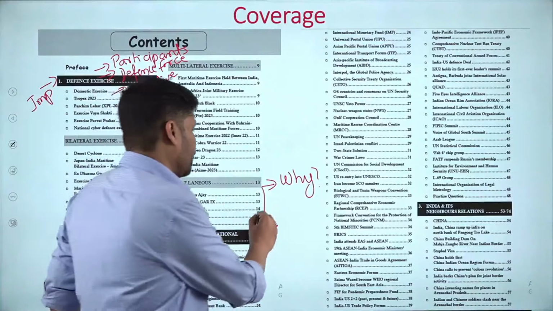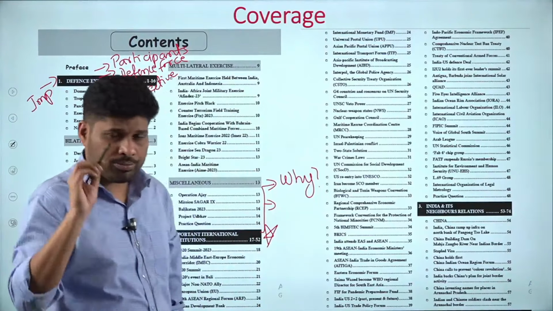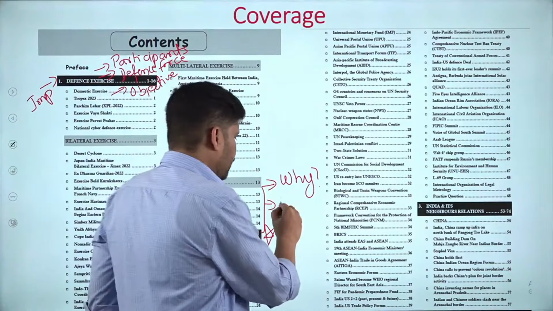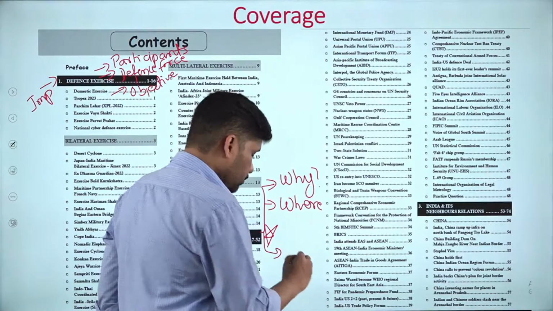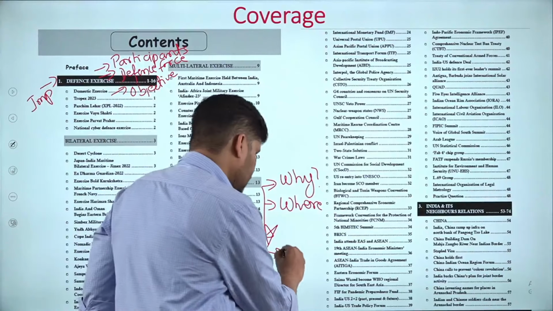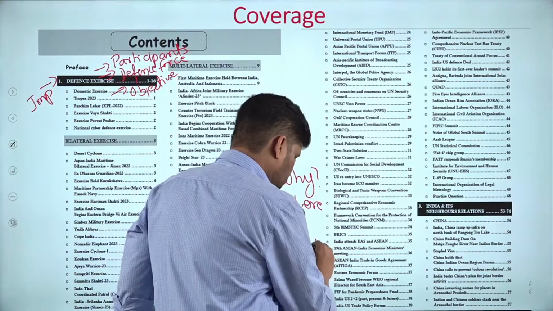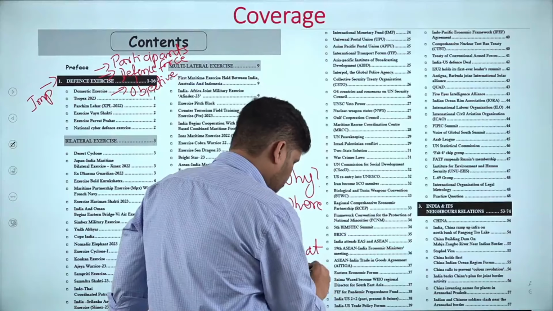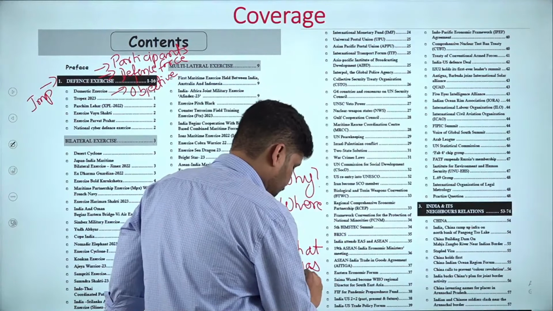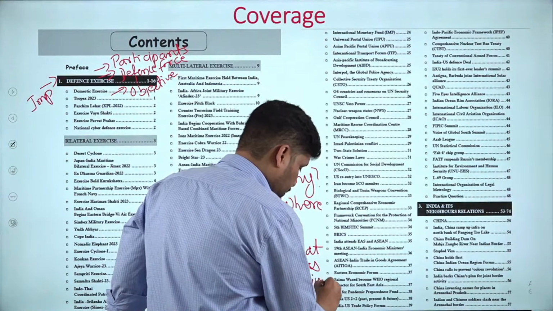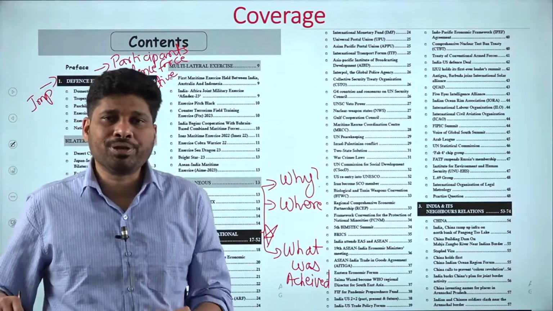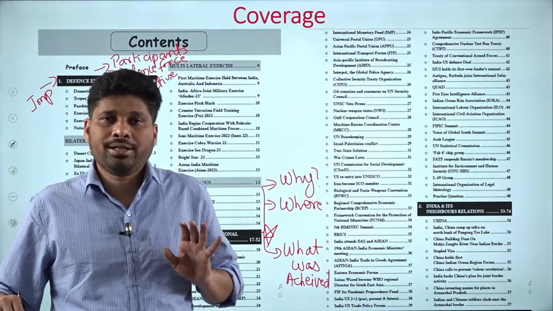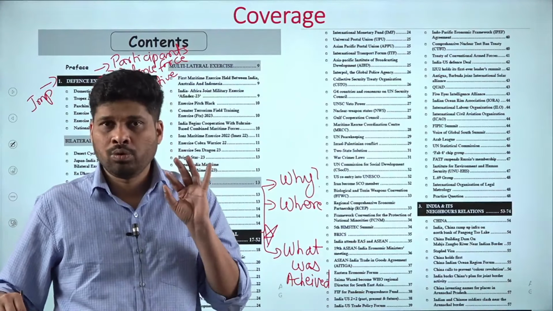Third and most important, now this is very important. Why is done, where is done. Now, what was achieved? What basically was achieved in that particular conference, in that particular meeting? That has to be known.